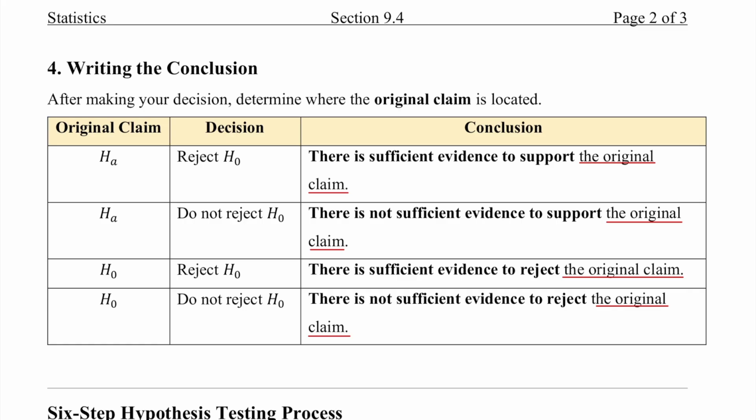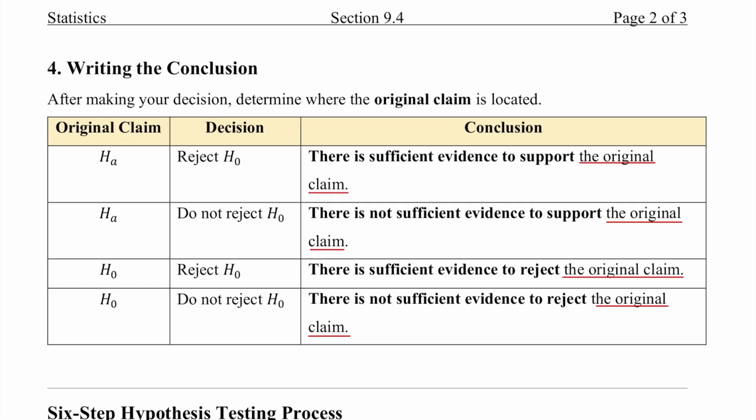One important tip. When you write your conclusion, don't just use the words original claim. Instead, replace that phrase with the actual claim or question from the problem's context. Your conclusion should sound like a complete sentence that answers the problem, not like a template.